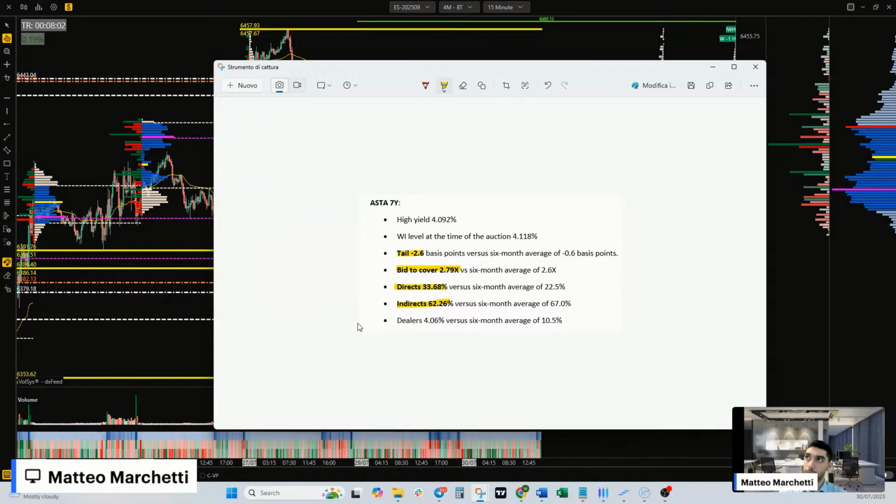You will find there, for example, what tail means, what bid to cover means, what directs and indirects mean, and so on. So you will find all the most important definitions, and also how to interpret the results.